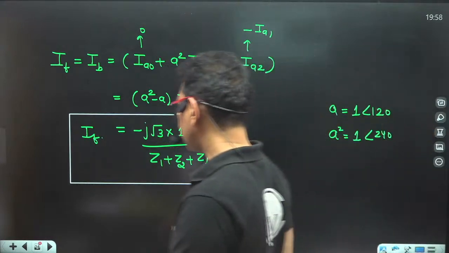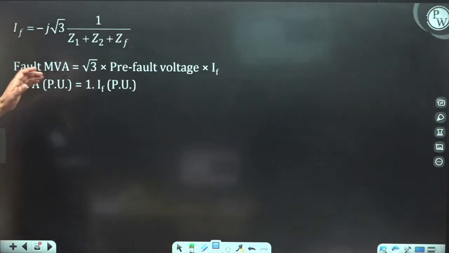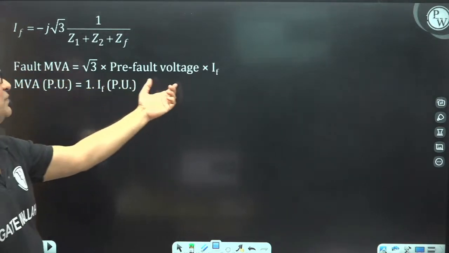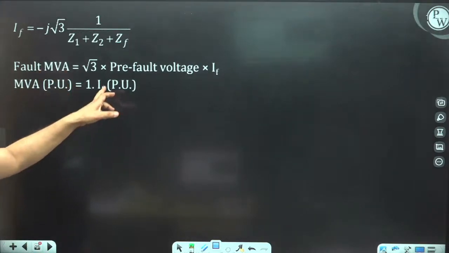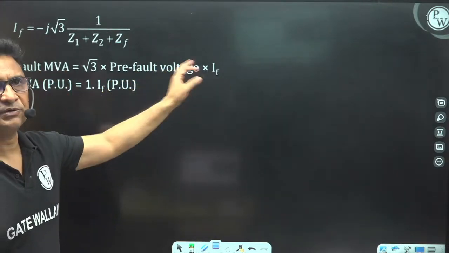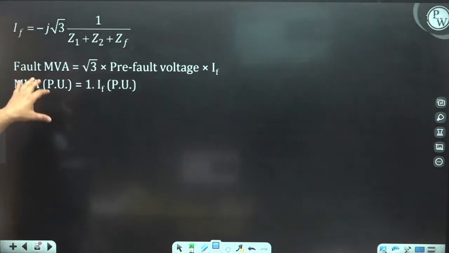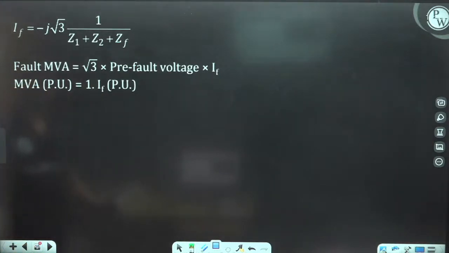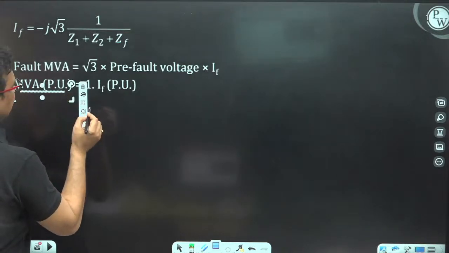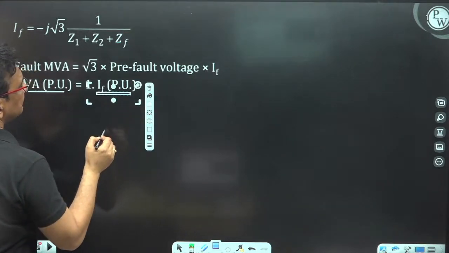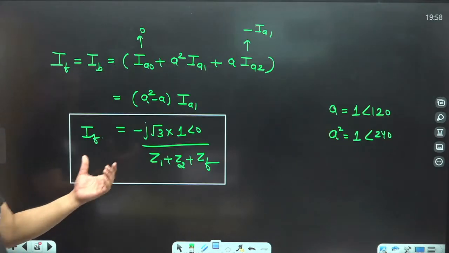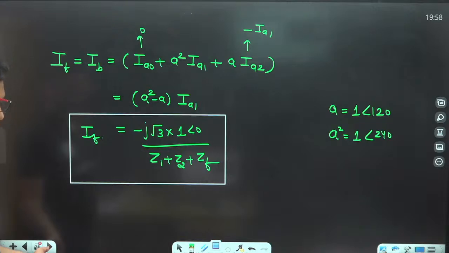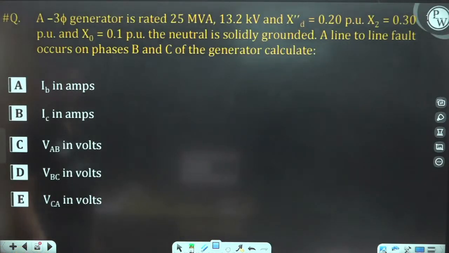Okay. Now, if you have to find out the fault MVA for the line to line fault, this is my fault current. So fault MVA is root 3 pre-fault voltage into the fault current in actual value. In terms of PU, the fault MVA will be direct pre-fault voltage into fault current because root 3 will not come into the picture in case of PU formula of the power. So the magnitude of the MVA in PU and the magnitude of the fault current are the same. So you will use this formula. This is also the fault MVA. Just multiply it by the base MVA, you will get the fault MVA. Clear?